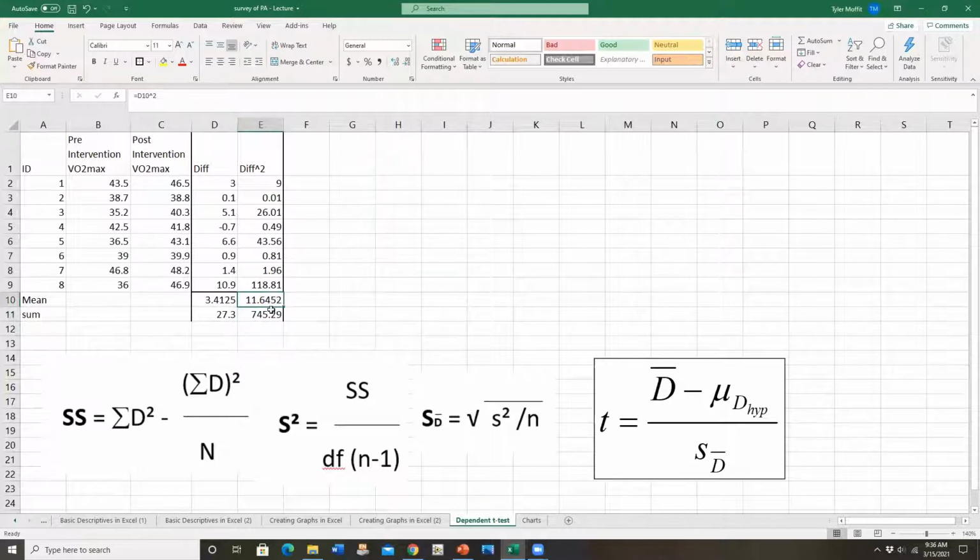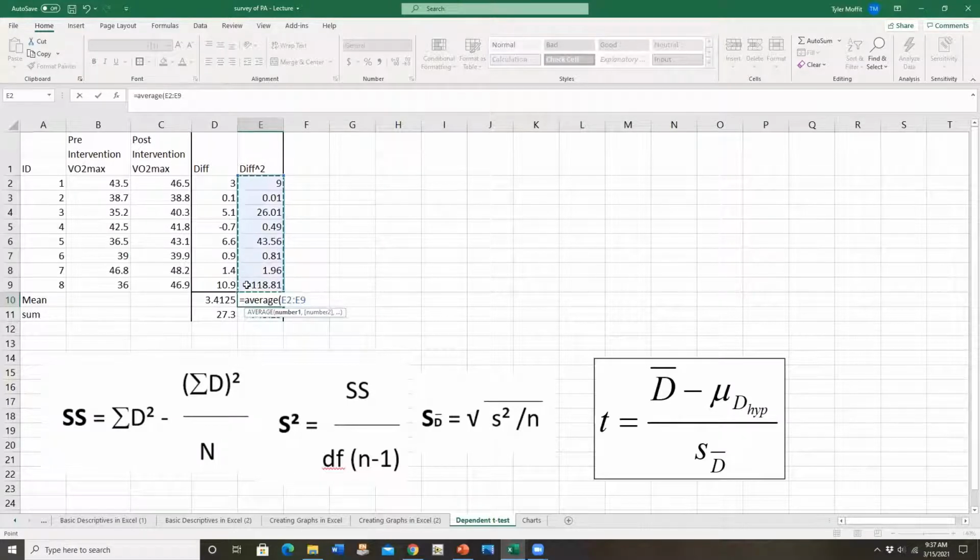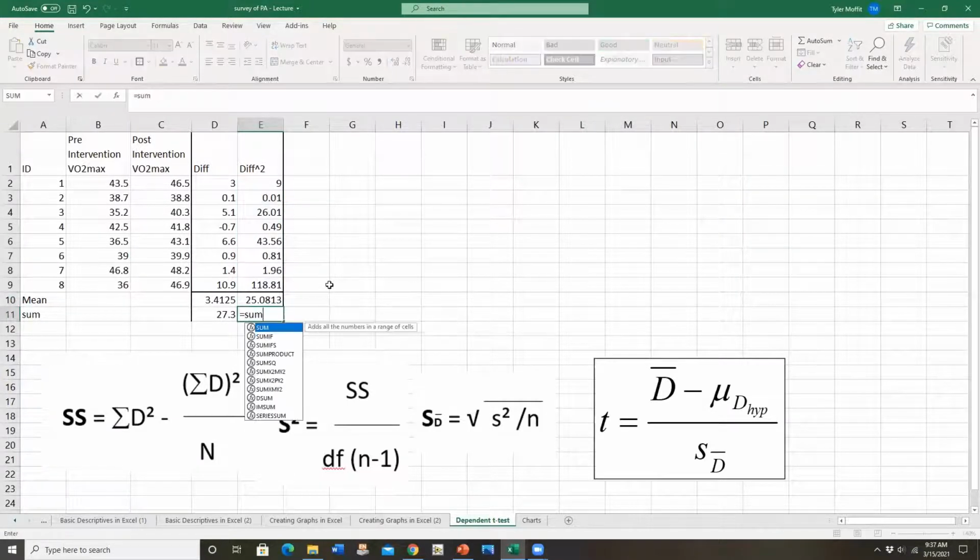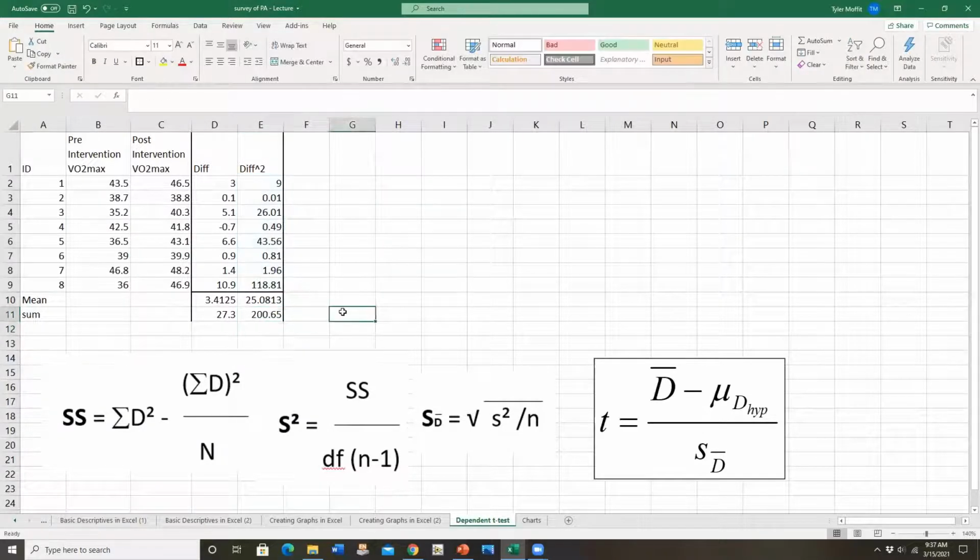I need to actually change these because these are incorrect. I don't know why this is going that way. Equals average of these, equals sum of these. Okay. I think it's because I barred those off. So I made sure that my calculations are correct. Always make sure that your cell calculations are correct, especially if the numbers don't look correct. Check back, make sure.